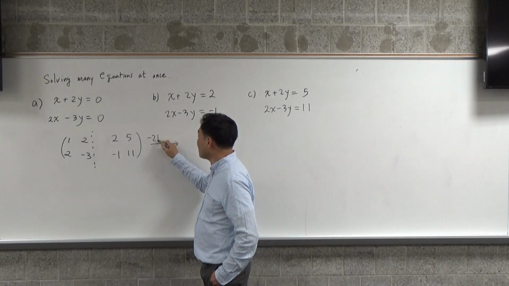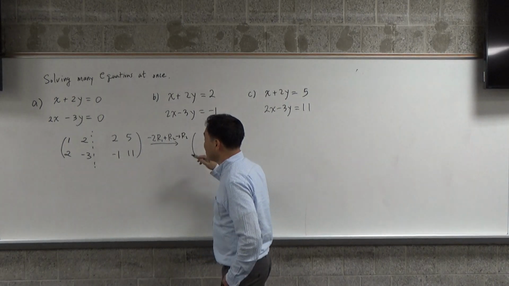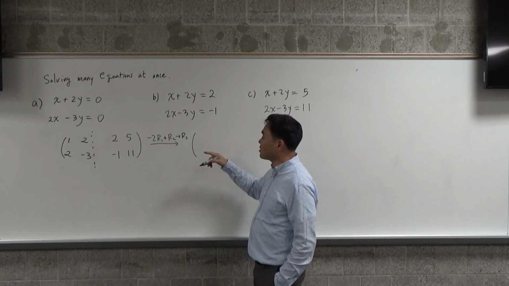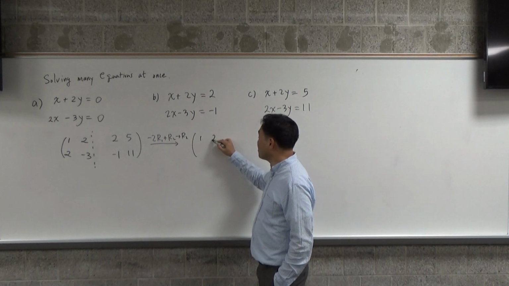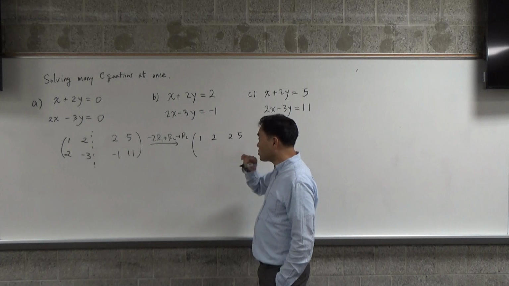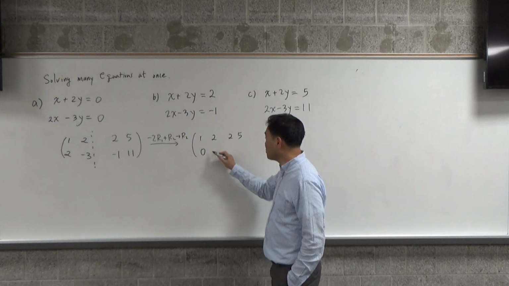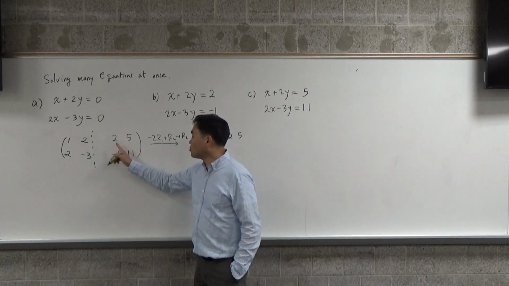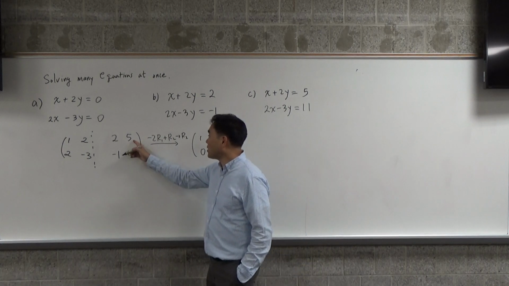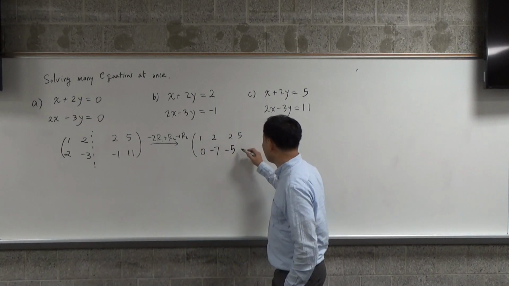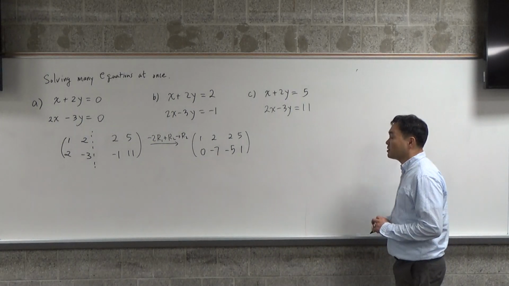Take negative 2 of R1, add to R2, replacing R2. So that gives you what? That's like taking twice of the first row and subtracting it from the second. Okay? So the first row doesn't change, but it will be 0. Twice of 2 is 4. Negative 3 minus 4 is negative 7. Twice of 2 is 4. Negative 1 minus 4 is negative 5. Twice of 5 is 10. 11 minus 10 is 1. Okay. Now what?